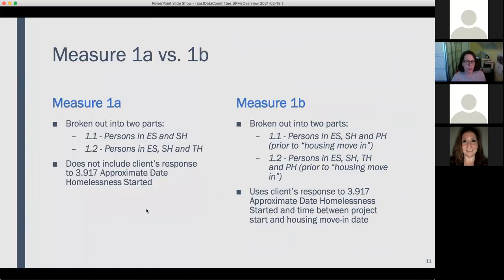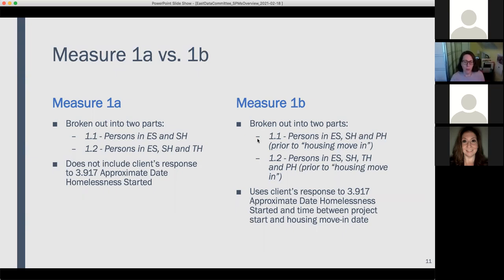We'll talk a bit about the difference between 1A and 1B. Within each of these there's a 1.1 and a 1.2. On the 1A side, it's ES and SH. As I said, there aren't any safe haven projects anymore, so it's really just shelter. And then 1.2 is shelter and transitional. For 1B, it's shelter and PH, and then shelter, transitional, and PH.